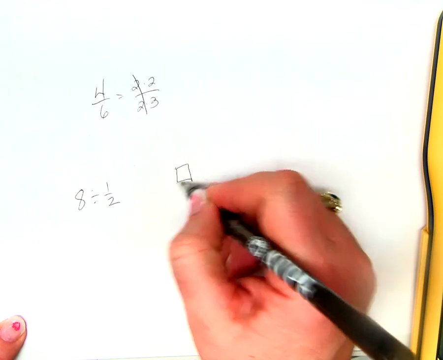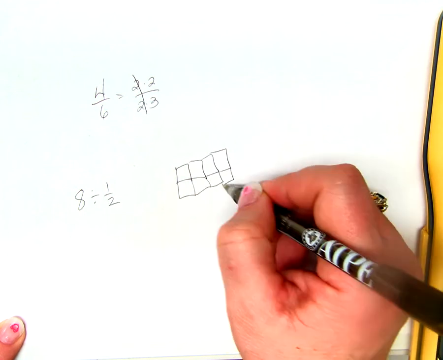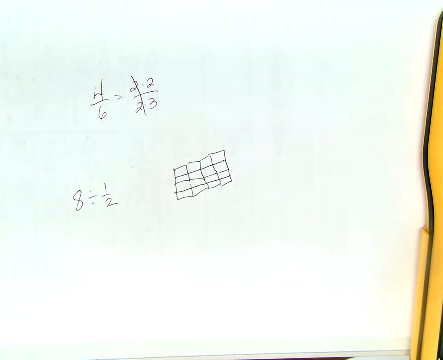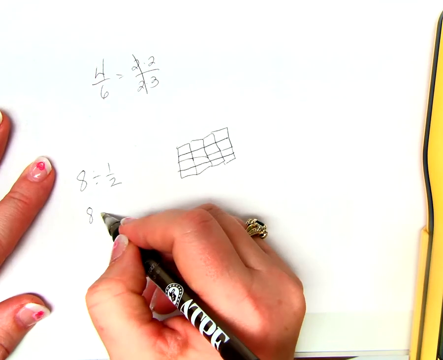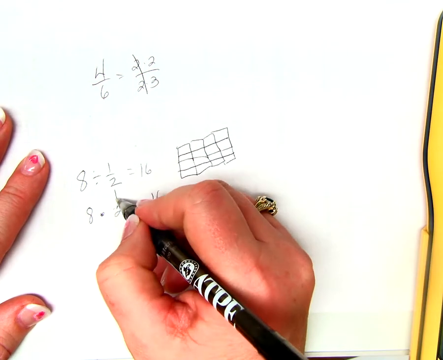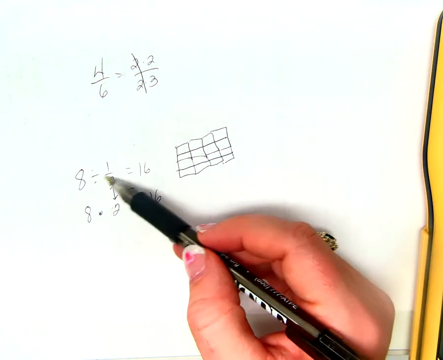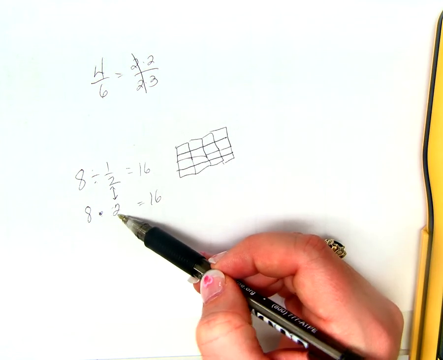If I had 8 things, watch, 5, 6, 7, 8. If I had 8 things and I divided each of them in half, how many things do I have? 16 things, right? That's what's happening here. 8 divided by a half. Is there a way I can say 8 times something to give me 16? How are these two things related? They're reciprocals. Very good. So dividing by a fraction is the same thing as multiplying by its reciprocal.